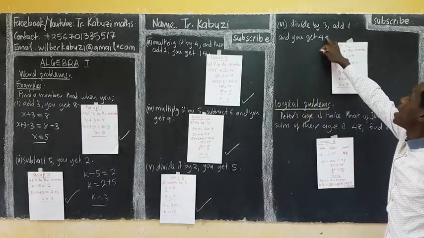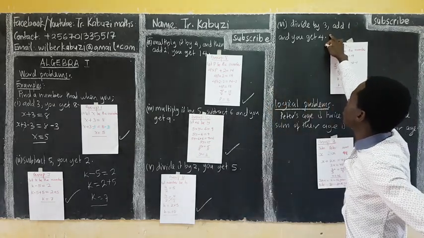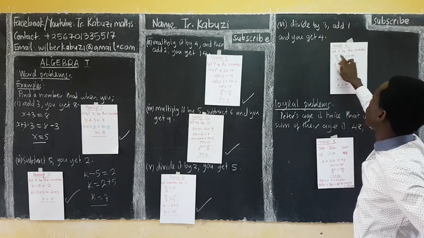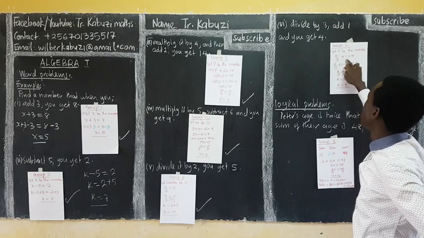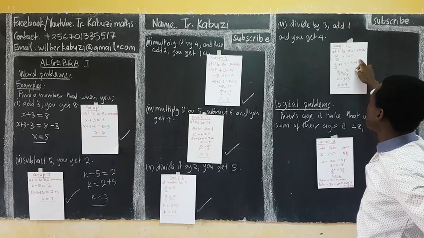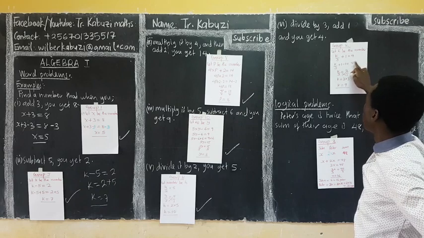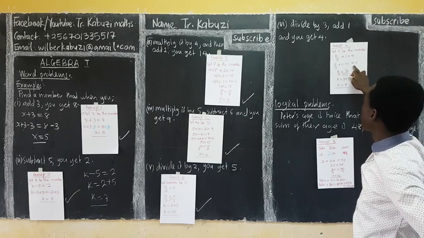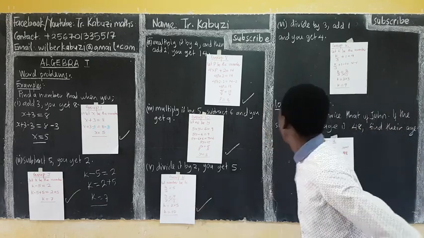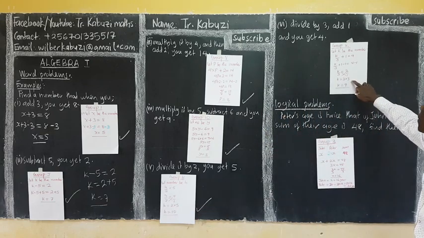Then here, divide by 3, add 1, you get 4. So they said let k be the number, k divided by 3, add 1, you get 4. Then they took this first. So after this, when you subtract, you get 3. Then after they cross multiply, like this one did, 3 times 3, they got 9.